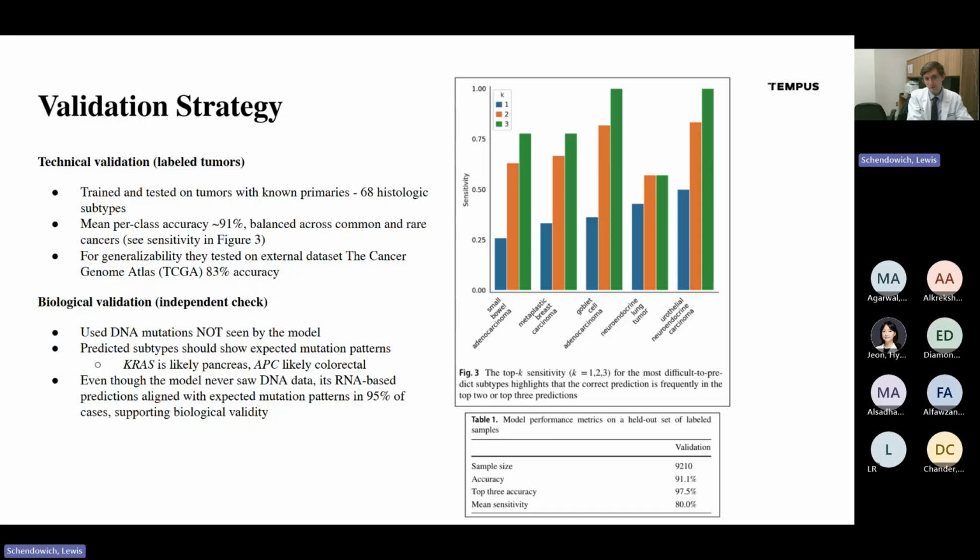So not only did they do a technical validation, but they also did something biologic as well. They used DNA mutations that the actual tumor model did not see. Remember, Tempus TO only uses RNA. However, they compared it to DNA mutations to see if there's some biological truth to the predictions. So it predicted subtypes that would show expected mutation patterns. For instance, KRAS is very likely in pancreatic, APC for colorectal. And even though the model never saw the DNA, its RNA-based prediction aligned with the expected mutation pattern in around 95% of the cases, supporting biological validity.